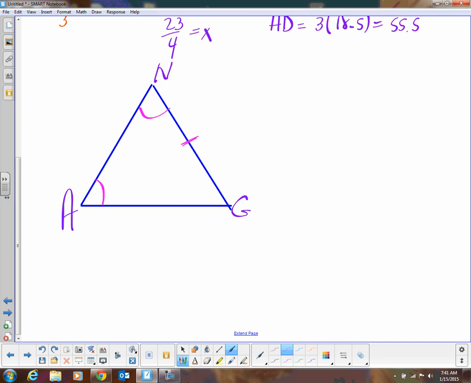NG, which is opposite A, and AG, which is opposite N, are congruent. You need to mark those. Now, this is exactly the way you're going to see it on your test. AN is 4x minus 3. That is not an angle. NG is 5x plus 12. That is not an angle. And we've got 7x minus 18. These do not add to 180. They are not inside. They are sides.